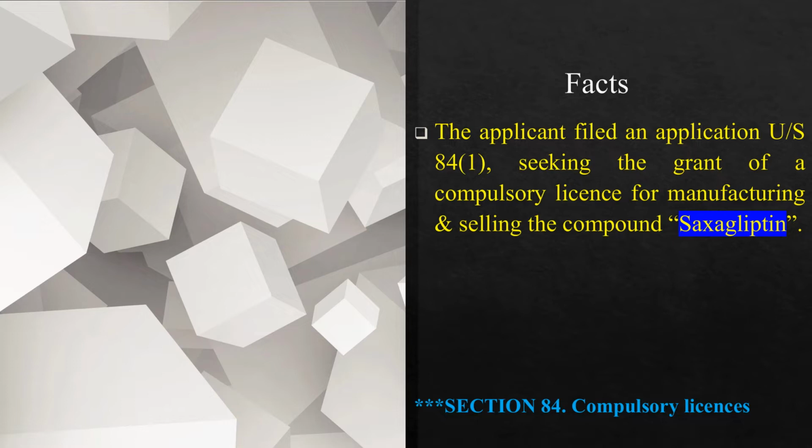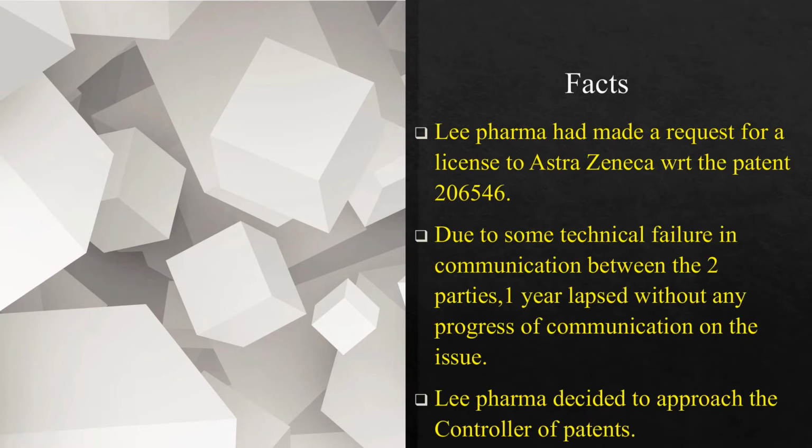The applicant filed an application under Section 84, subsection 1, seeking the grant of a compulsory license for manufacturing and selling the compound saxagliptin. As we know, friends, Section 84 is about compulsory licenses. So the applicant filed an application as per Section 84, wanting the grant of a compulsory license for manufacturing and selling a compound called saxagliptin. Okay, let us proceed further.